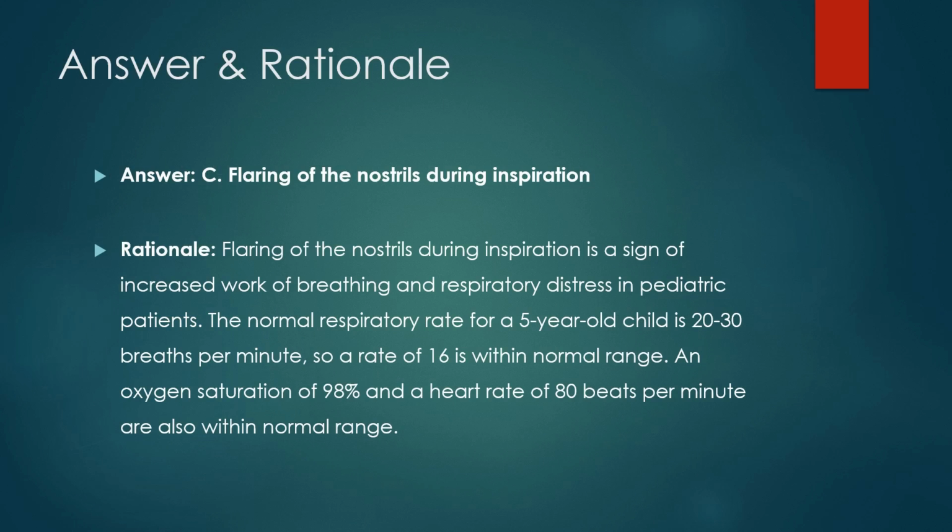The answer is C, flaring of the nostrils during inspiration. The rationale is that if the nostrils are flaring during inspiration, that's a sign of increased work of breathing and respiratory distress in pediatric patients. The normal respiratory rate for a 5-year-old child is 20 to 30 breaths per minute, so a rate of 16 is within normal range. An oxygen sat of 98% and a heart rate of 80 beats per minute are also within normal range. So the reason it's C is that patient's work of breathing.